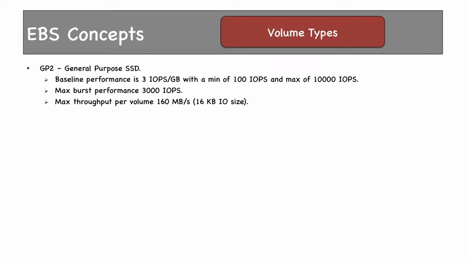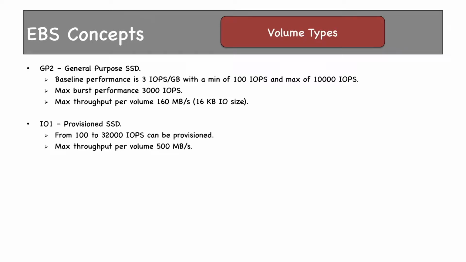What about throughput in GP2 volumes? It does not mean that just because you have an SSD volume, your application cannot perform sequential I/O operations. In GP2, a maximum of 160 megabytes per second of throughput can be achieved if used for sequential reads and writes.